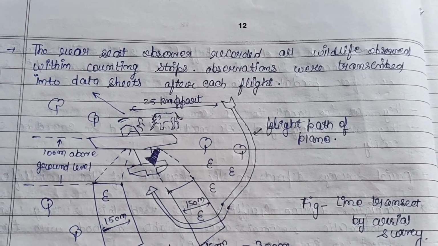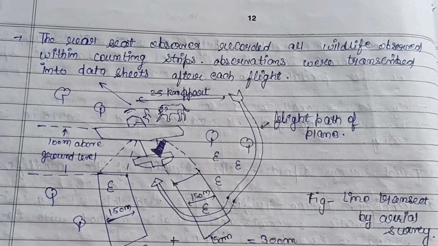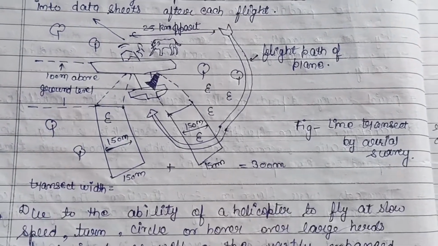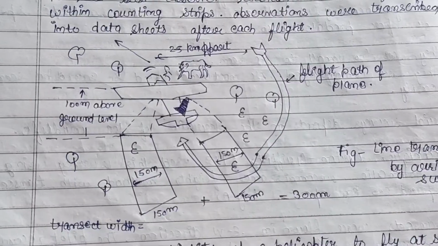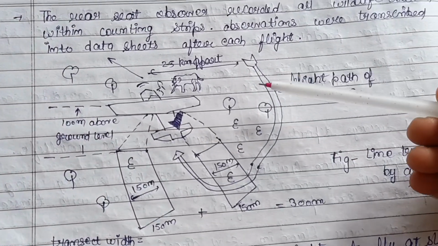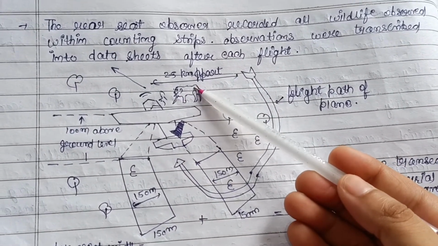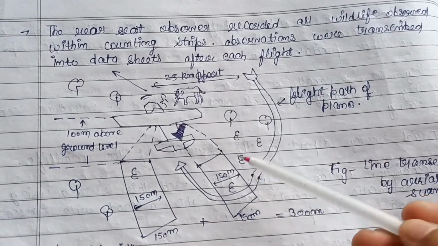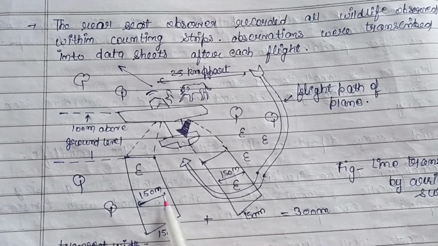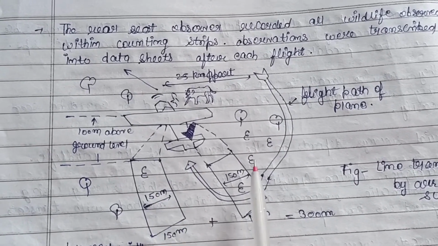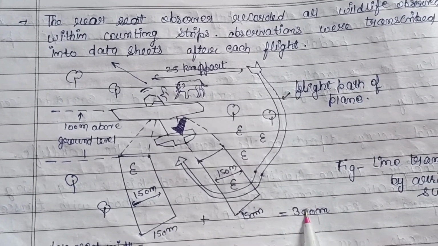Observations were transcribed into data sheets after each flight. So basically after the observation, data is recorded. This is a diagram of a line transect by aerial survey. Here this is actually the path route of the flight. If an animal is observed here, it is marked. These are the transects that are laid down in east and west directions. And this is the width between the transects, that is 150 meter, 150 meter, that is a total of 300 meter.